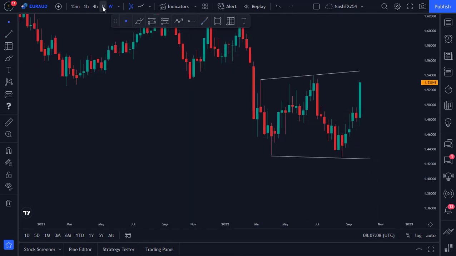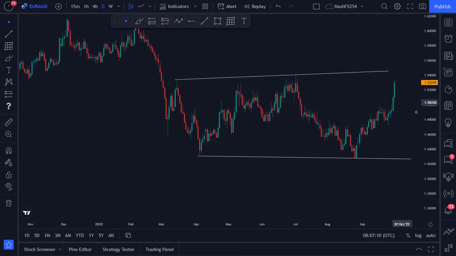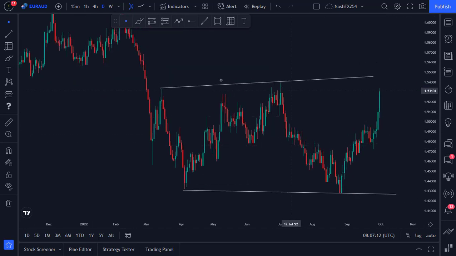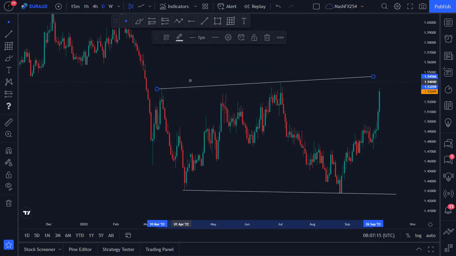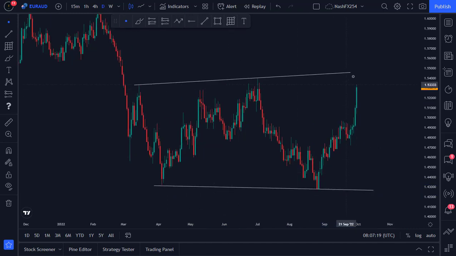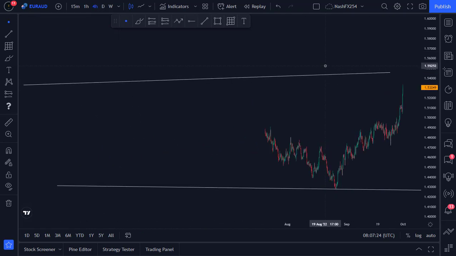So you can see this one on a weekly chart, the pattern looks clean. We're having this lovely 3-touch expanding pattern, of which we are approaching the 3rd touch very aggressively.